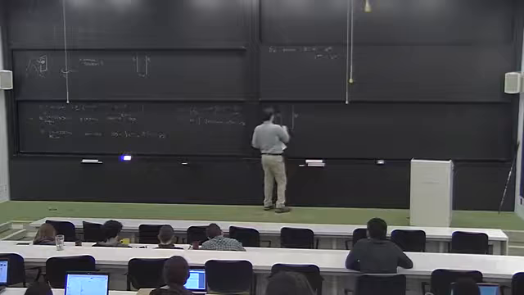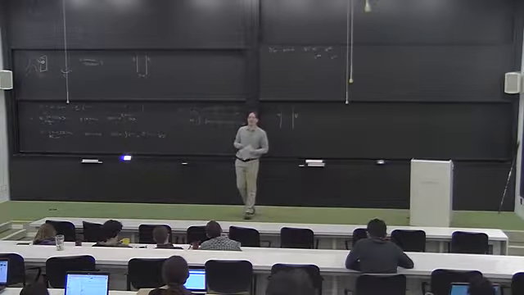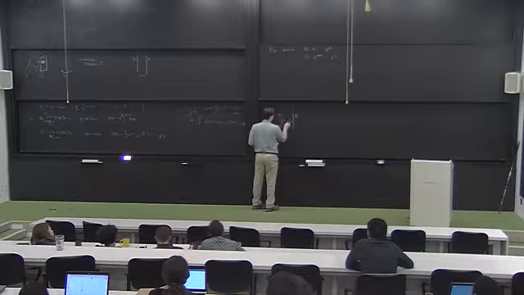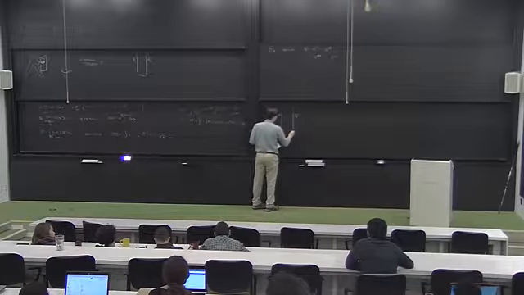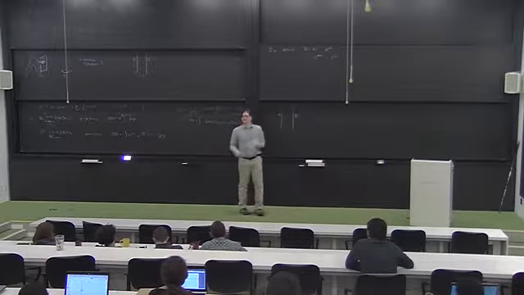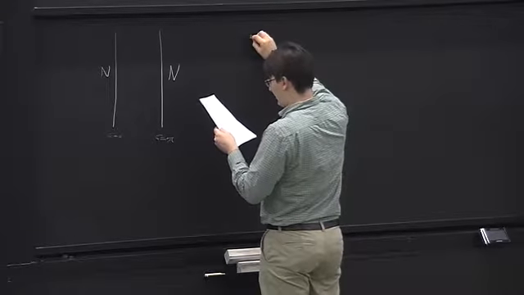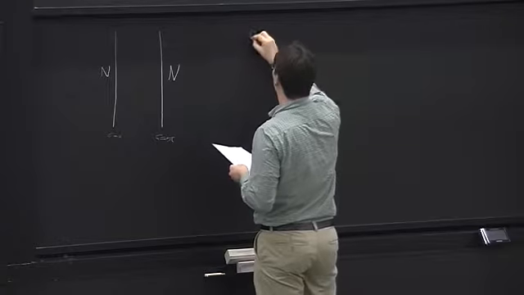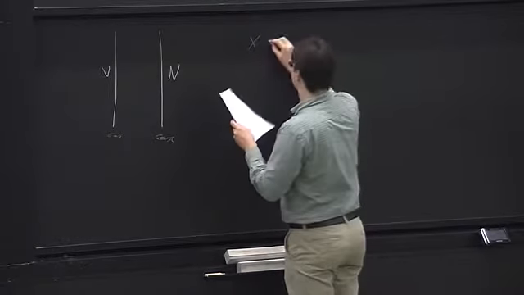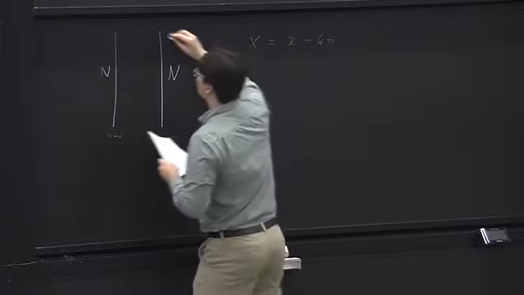So which open strings can live attached to a D-brane? You need to study the scalar field on a strip with normal boundary conditions, sigma equal to zero and sigma equal to pi. It's not very difficult to write down the Fourier expansion of a scalar field with this boundary condition. I'll write it like that. So here we're doing open strings.